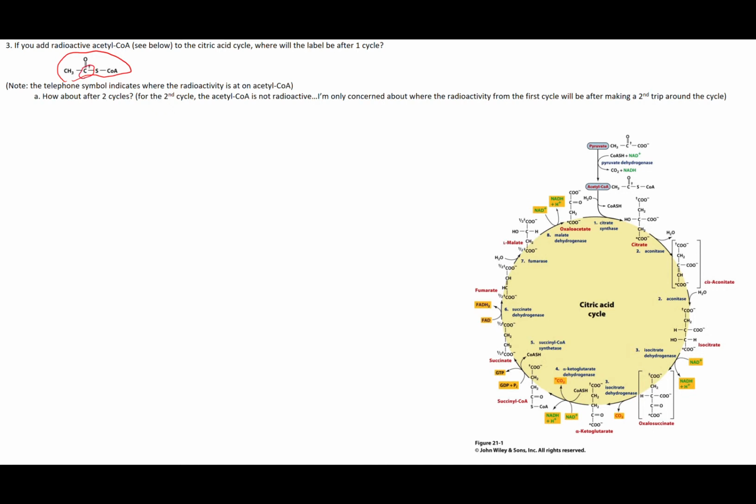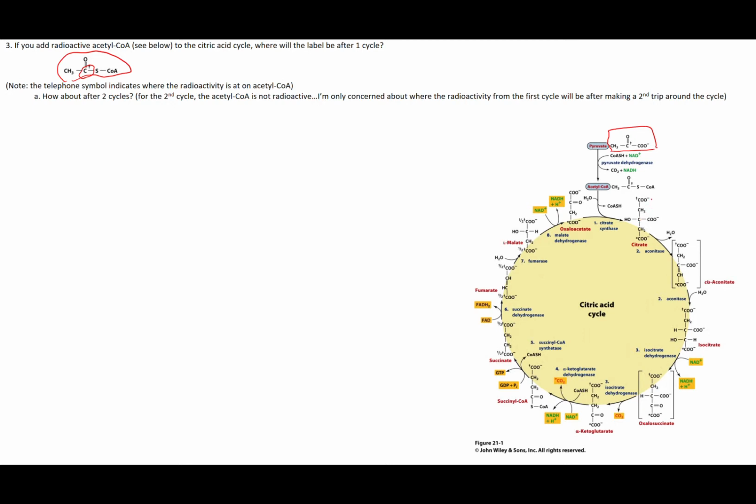So I'm asking the question, what's going to happen to that radioactive label after a single cycle, and then what's going to happen to it again if it continues on through a second cycle through the citric acid cycle. If you looked at your textbook very carefully, you can see that label is marked on this diagram of the citric acid cycle, and it actually tracks it all the way through for us.